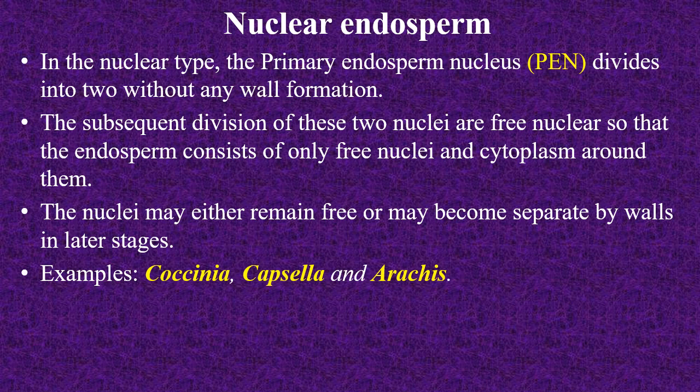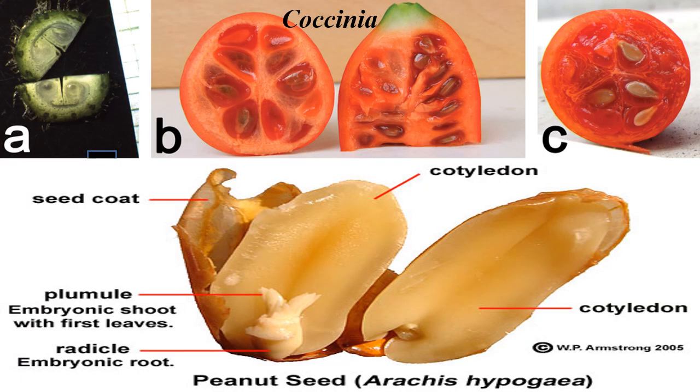Next is nuclear endosperm. In the nuclear type, the primary endosperm nucleus divides into two without any wall formation. The subsequent divisions of these two nuclei are free nuclear, so that the endosperm consists of only free nuclei and cytoplasm around them. The nuclei may either remain free or may become separated by walls in later stages. Examples are Cocos nucifera, Capsella and Arachis.